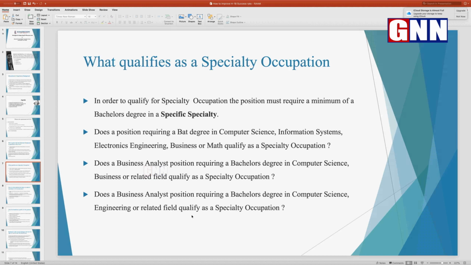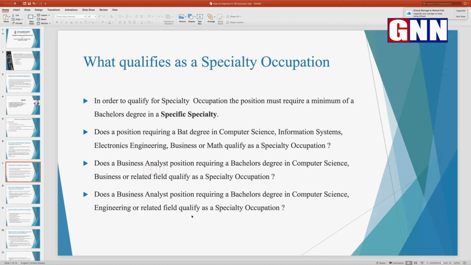Sometimes I see letters where the client says, and I'll give a small example, that the business analyst position requires a bachelor's degree in computer science, business or a closely related field. Does it qualify for specialty occupation? I would say no, because computer science and business are not related fields. So these are the typical things that you have to really avoid in the letters.